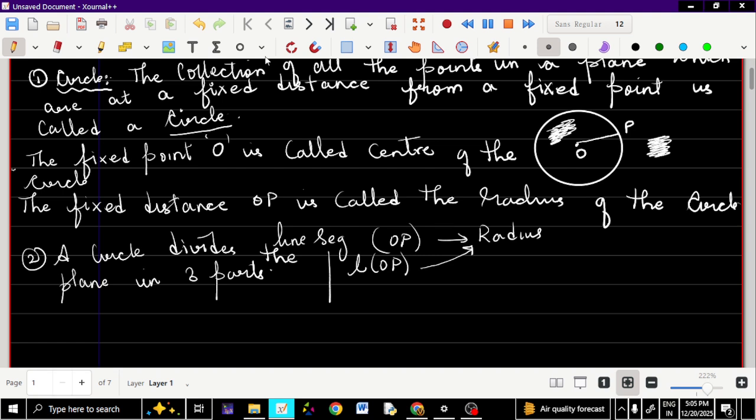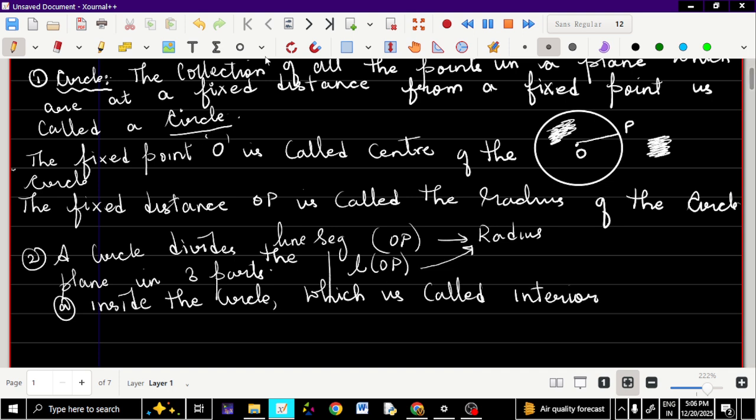Now the three parts are the inside of the circle, which is called the interior of the circle. Very important term. Interior of the circle. So that is the first part which I shaded first. That's the interior part of the given circle. No matter which circle you draw on the plane, it will have the interior part.